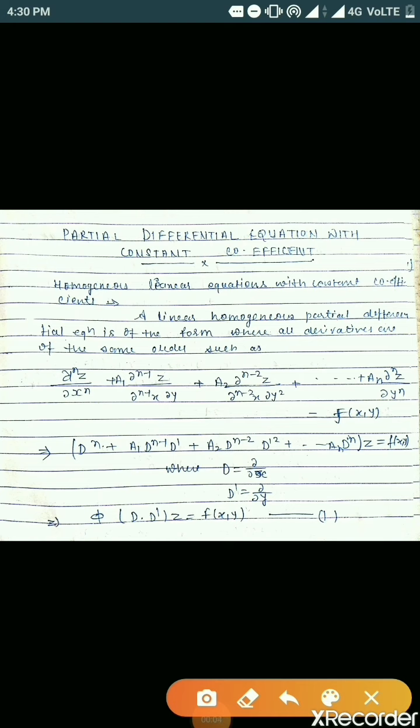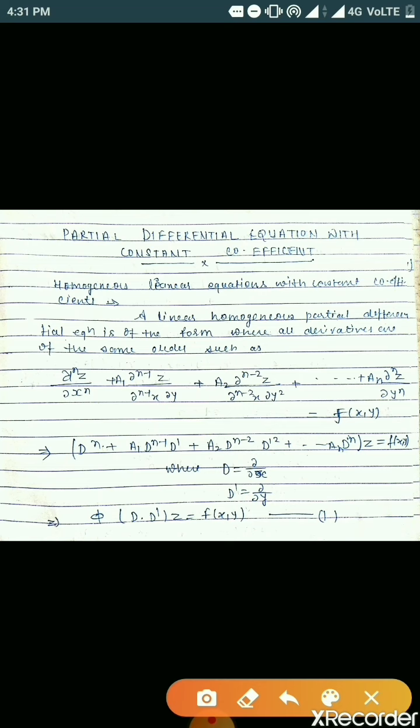A partial differential equation with constant coefficient. Homogeneous linear equation with constant coefficient is the second topic while we are discussing the constant coefficient. Earlier we have seen the differential equation with constant coefficient only in one variable. But here we will see the differential equation with constant coefficient in two variables x and y.